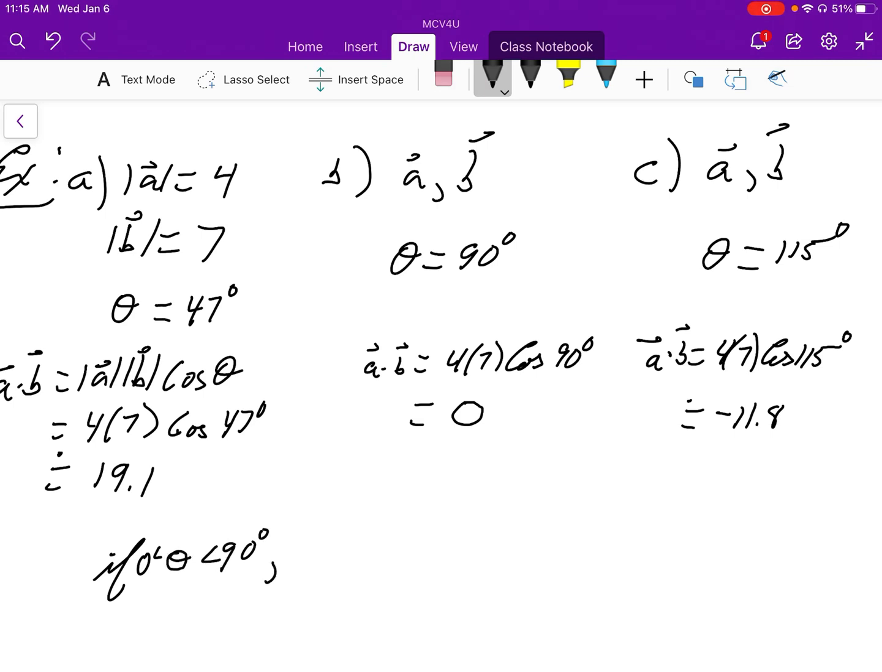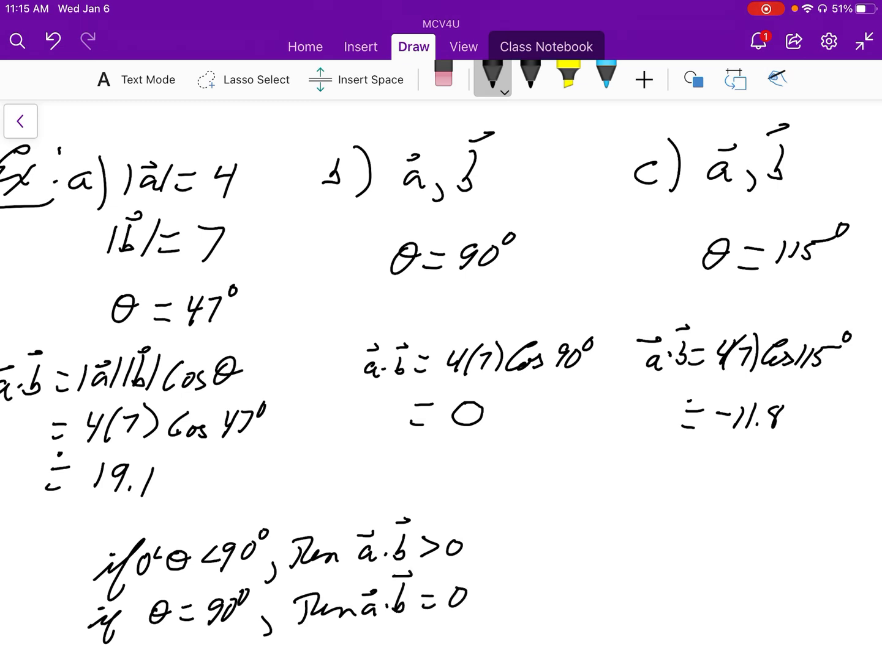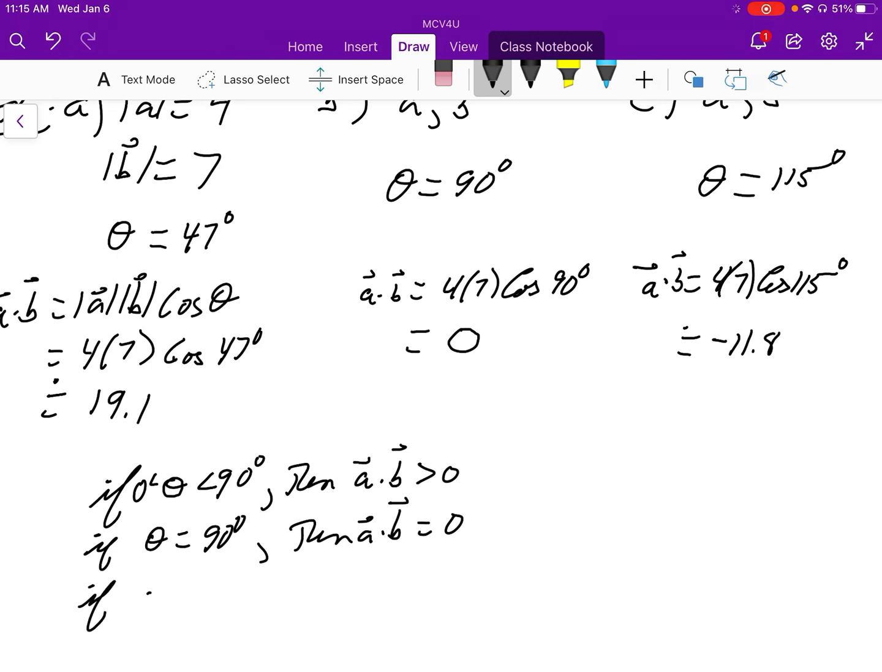All right. Then the dot product is going to be positive, right? If the angle between them is 90 degrees, if they are perpendicular vectors, then the dot product is going to be equal to 0. And finally, we see that if the angle is between 90 and 180 degrees, then we know that the dot product itself is going to be a negative number.